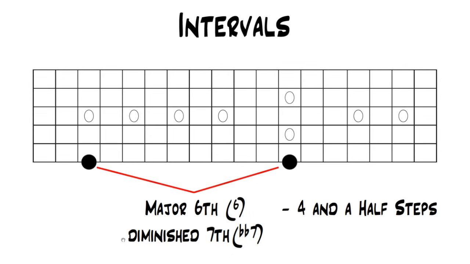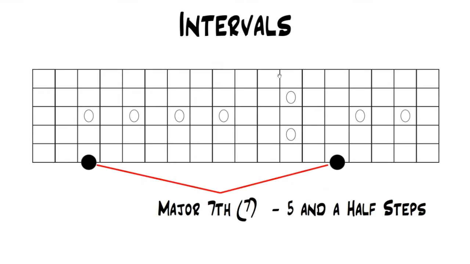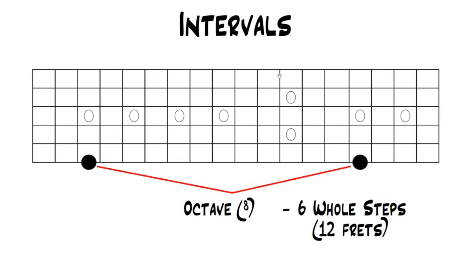If you go up another half step, you're at a minor seventh, or a flat 7, so that's 5 whole steps apart. Then you go up another half step, and you're at a major seventh, or just a 7, so that's 5.5 steps apart. And then we're going to talk about one more interval for this lesson, and that's another half step up, which is called an octave, or you'll see it labeled an 8.